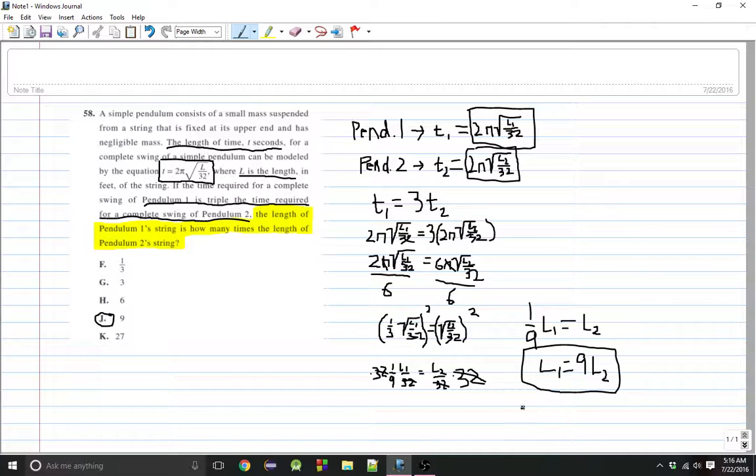So that was a pretty tricky problem. So let me just run you through the process again. We have an equation, t equals 2 pi root L over 32. We have to create two versions of the equation, one for pendulum 1, one for pendulum 2. Pendulum 1 uses variables T1 and L1. Pendulum 2 uses variables T2 and L2. And after that, we use the fact that the time for pendulum 1 is triple the time of pendulum 2, so T1 equals 3 times T2. And then we substitute in what those values equal, and from there we just solve. It's some intermediate level algebra, but it's doable.